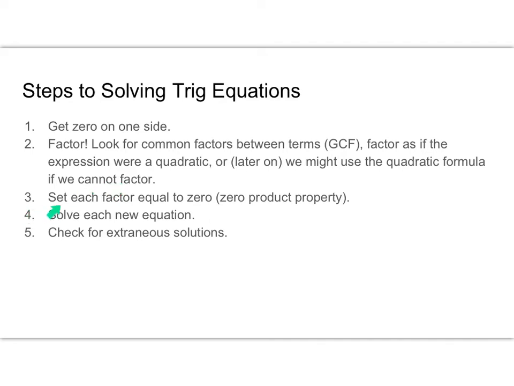After we've done some factoring, we're going to set each factor equal to 0 using the zero product property. We'll solve each new equation, and we will always check for extraneous solutions. And if we have extraneous solutions, we just cross them off and only list the remaining values as our solution set.